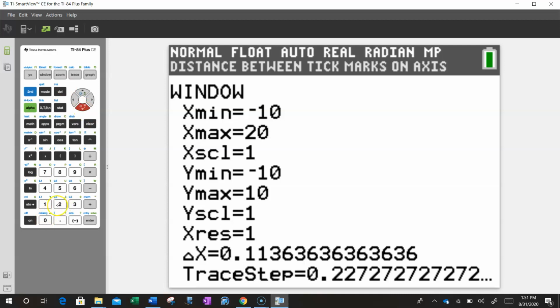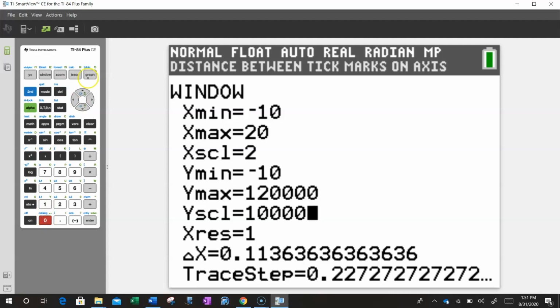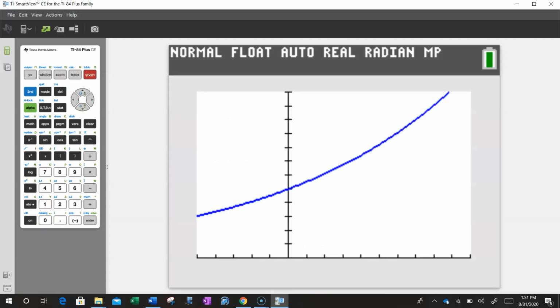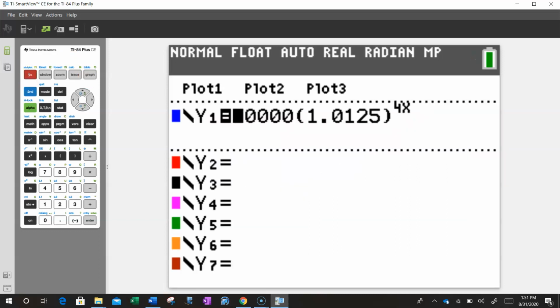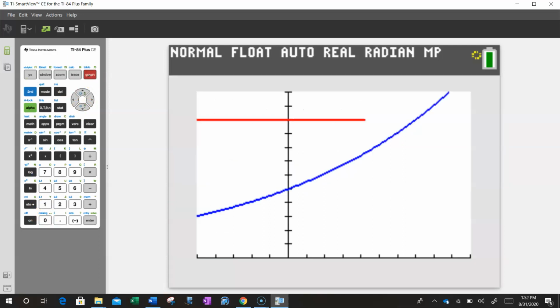I'm going to change my scale here to 2. And then my Y max, I want it to go higher than 100,000, so maybe I have it go to like 120,000. And I'm going to make my Y scale 10,000, so that way my Y-axis isn't too thick. And then graph this. All right, well, the problem is I forgot to go into Y equals and also type in 100,000 because that's the intersection that I would like to find. So let's go back and add that in there and hit graph.